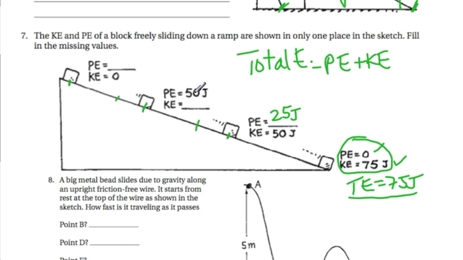Here they give you 50 joules as the potential. You subtract that from 75, you get 25 joules as the kinetic. Here in the last, the top spot, again, you know total energy is 75, the kinetic energy is 0. So 75 minus 0 is 75 joules.